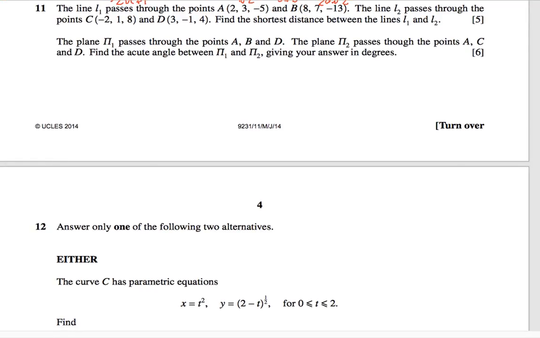Okay, so this one's about the shortest distance between lines. Line L1 passes through the points A and B, and line L2 passes through the points C and D. It wants us to find the shortest distance between the lines L1 and L2.